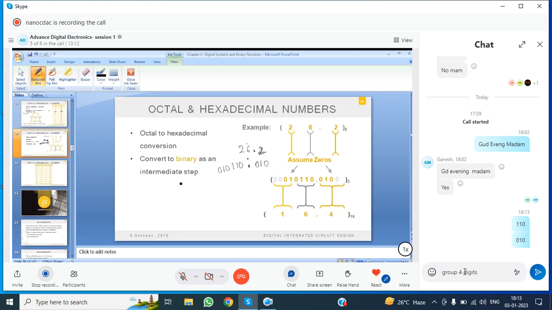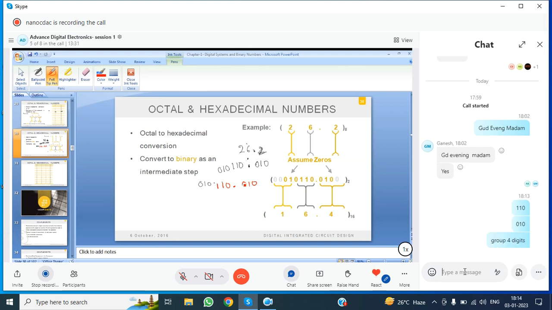We have to convert into binary. So 0 1 0 1 1 0, 1 1 0, and after the point 0 1 0. This is the binary conversion. To make it into hexa, you need to add one more bit.